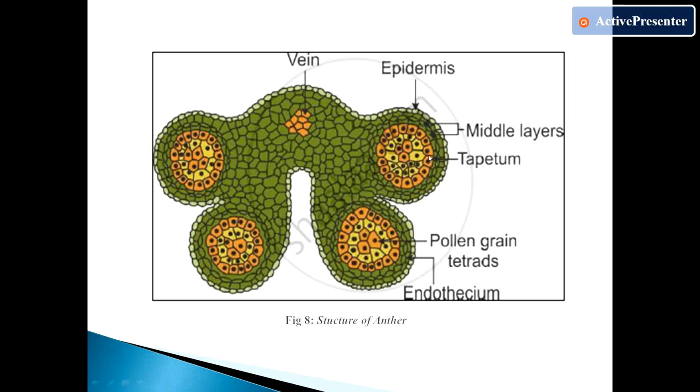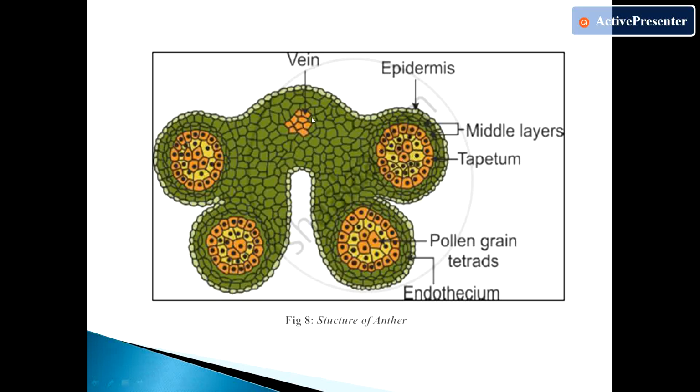Then this pink colored structure is the tapetum. It is a nutritive tissue for the developing pollen grains. The sporogenous tissue is present inside the tapetum. The sporogenous tissue will produce the pollen grains, or microspore mother cells are present inside. Again, the outermost layer is the epidermis, the second is the endothecium, then the middle layer, then the tapetum, which is the nutritive tissue. It can be asked in an MCQ: what is the nutritive tissue inside the anther? That is the tapetum, and inside are the microspore mother cells.